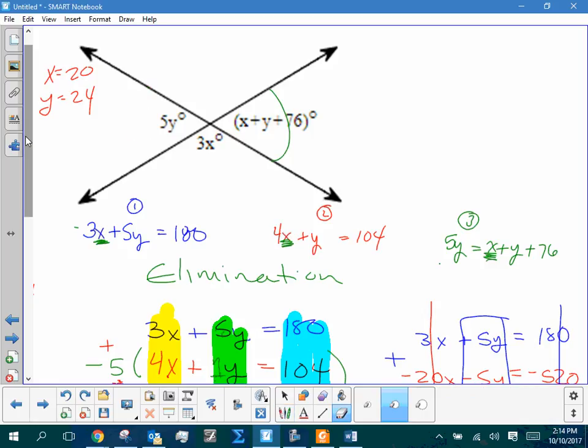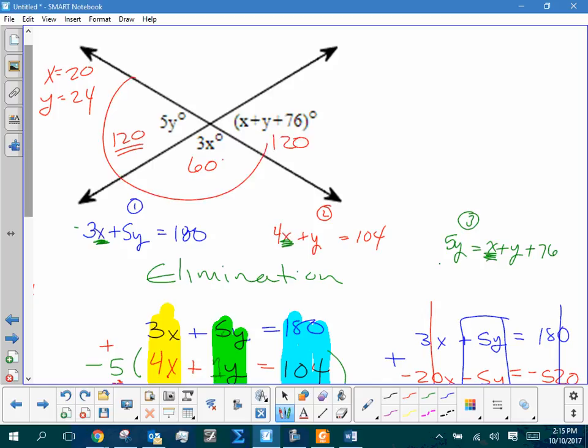So when I go 5 times y, so 5 times 24 gives me 120 there. Okay. 3 times 20 gives me 60 there. And then x plus y, that gives me 44, right? Well, 44 plus 76, 120. Do you still have the relationships of supplementary there? You have the relationships of supplementary there. And you have congruency in those two.